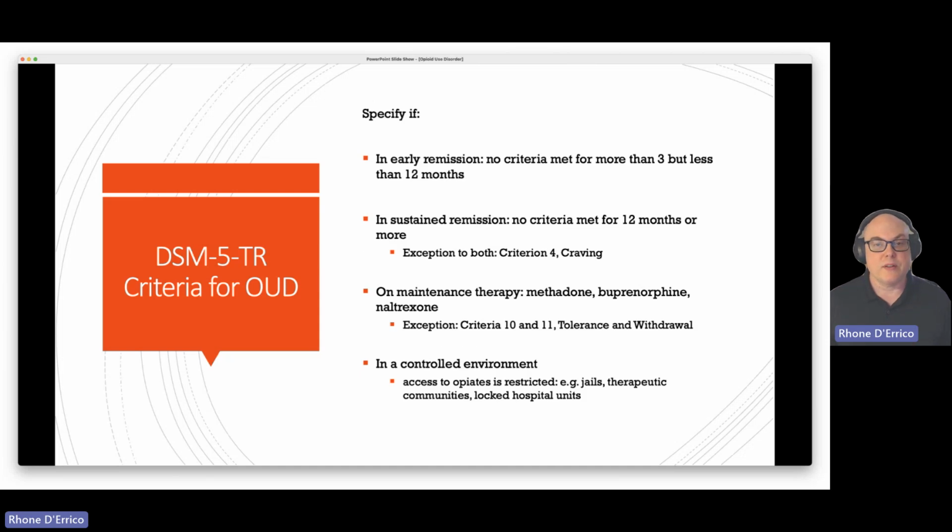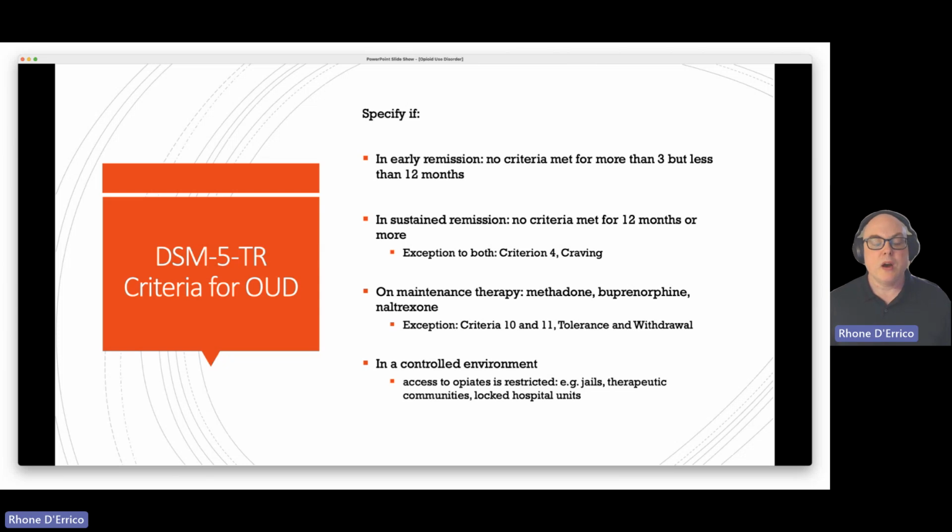Now we have some specifiers, of course, being DSM-5 criteria. So we want to specify, are they in early remission? That's more than 3 months, but less than 12 months. In sustained remission, so no criteria met for more than 12 months. Now the exception to both of these is criterion 4, if you think back, craving. In other words, you're allowed to still have craving and still be considered in remission. So as long as you have no other criteria except for craving, then you meet the criteria for remission.